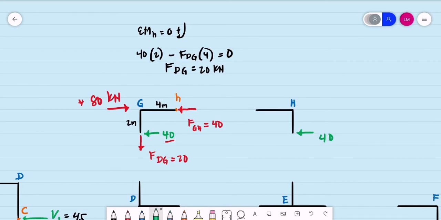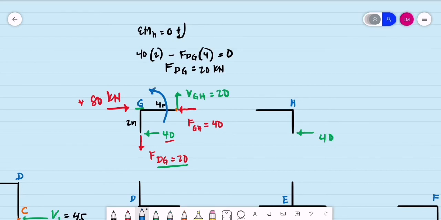Summation of vertical forces, we can now get the magnitude of the shear force. The shear force for beam GH. At joint G, we have only one vertical force so far, that is the 20 kilonewtons. So summation of vertical forces, to be in equilibrium, the shear force for beam GH should be the same as 20 kilonewtons. Now checking for the equilibrium of joint G, what is 20 times 4?